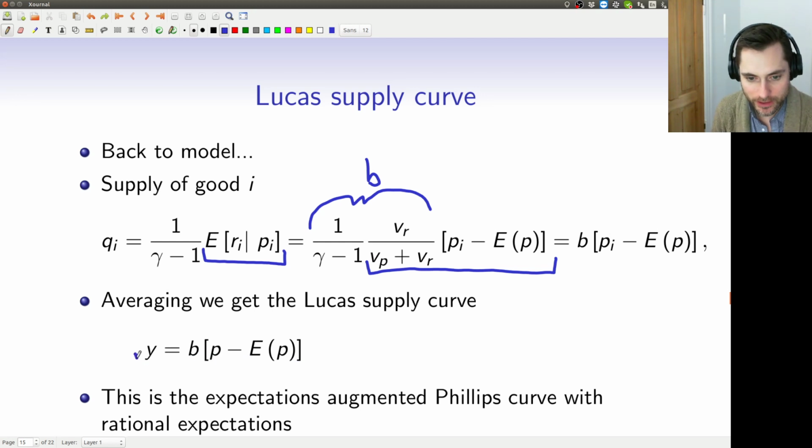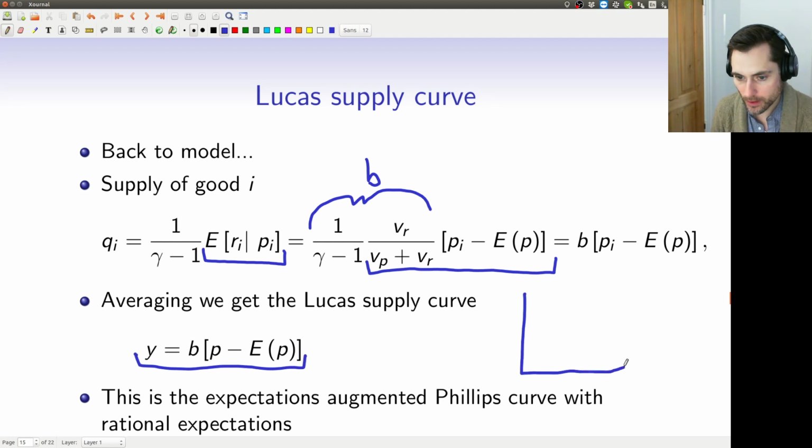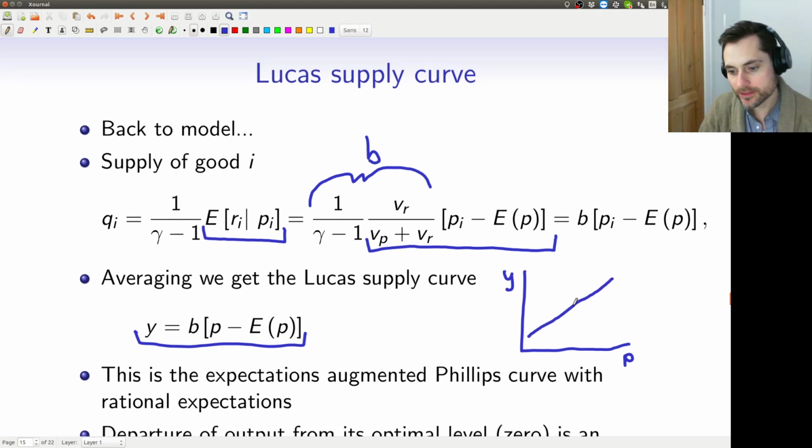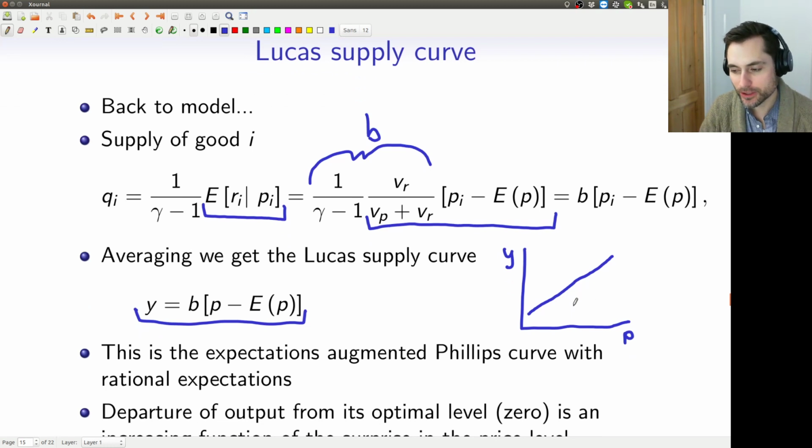Okay, so this is the Lucas supply curve. Let's not cross it out. What it says is it makes a relationship between output and price, and the higher the price, the higher the output. This is called the expectations augmented Phillips curve. Of course, the Phillips curve is a relationship between inflation and unemployment, so this is a different way of writing a similar thing.